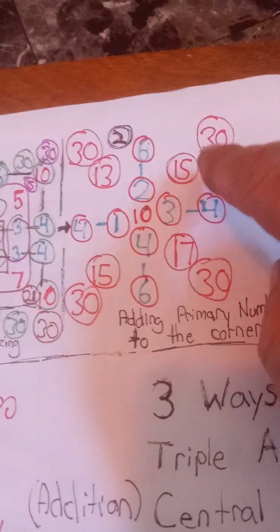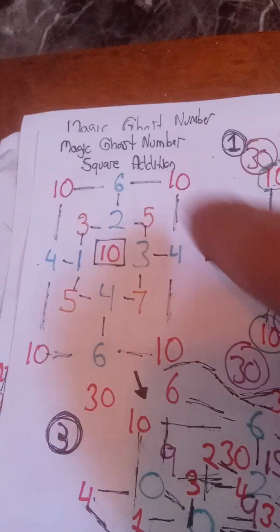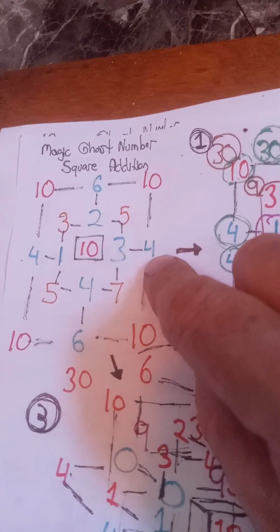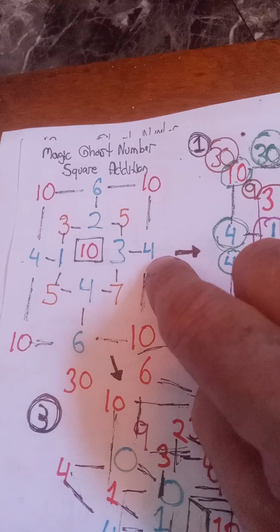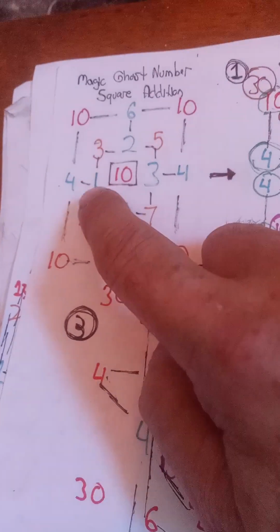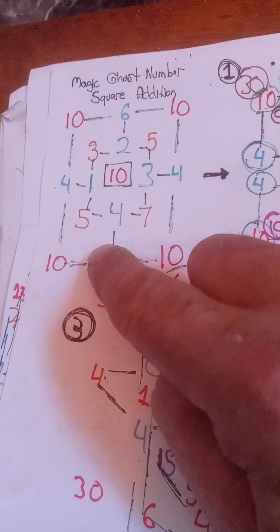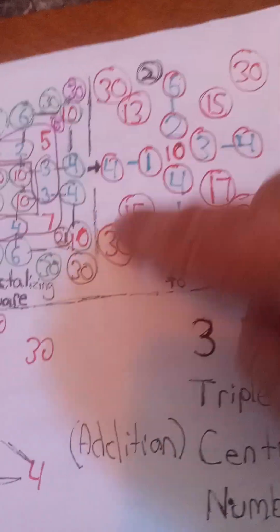Another way is simply to use the primary numbers. 6 plus 2 plus 3 plus 4 is 15, which would be right here. And down here, 4 plus 1 plus 4 plus 6 would be 15, which would be right here. And that going across is 30.